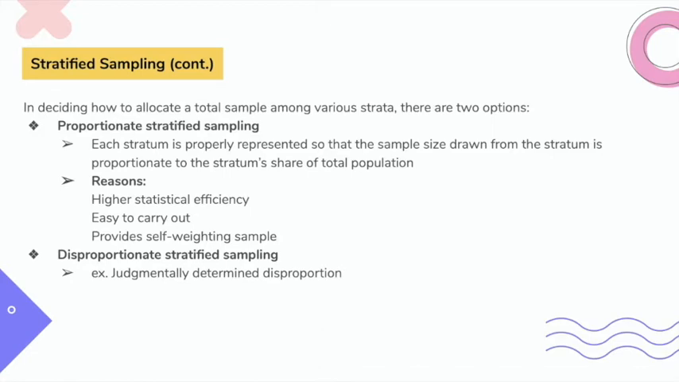And then the second one is disproportionate stratified sampling. So actually, there are several schemes, but we can choose one here. One type is the judgmentally determined disproportion. It is based on the idea that each stratum is large enough to secure adequate confidence level and error range estimates for individual strata.